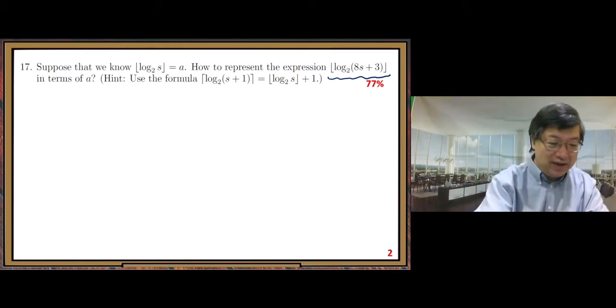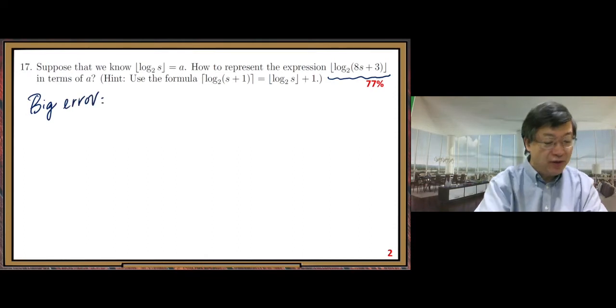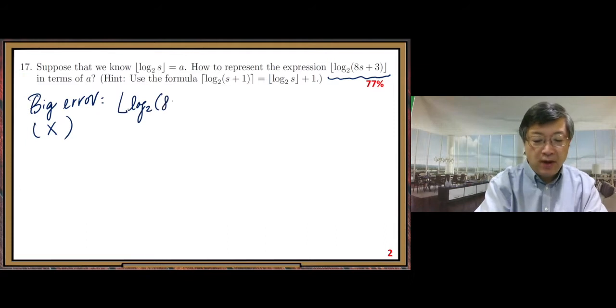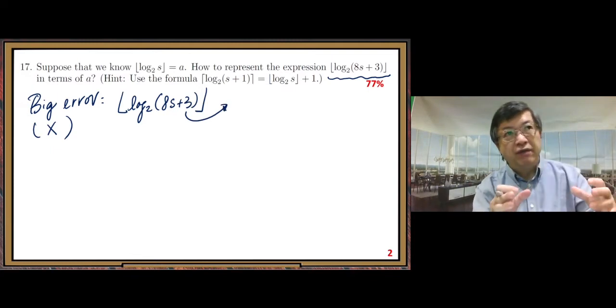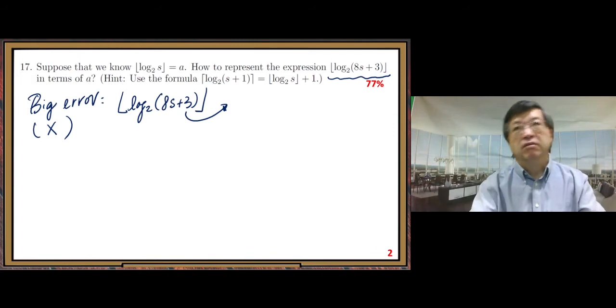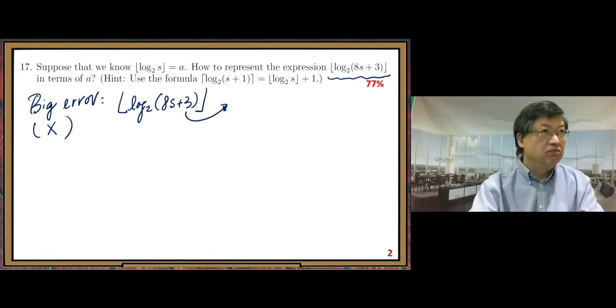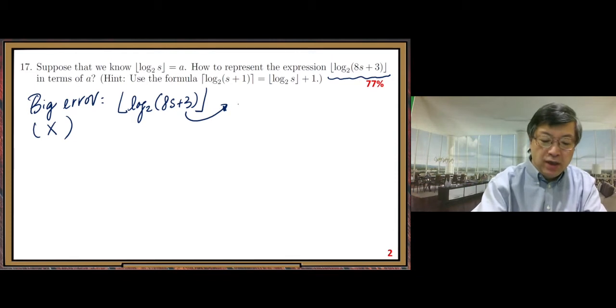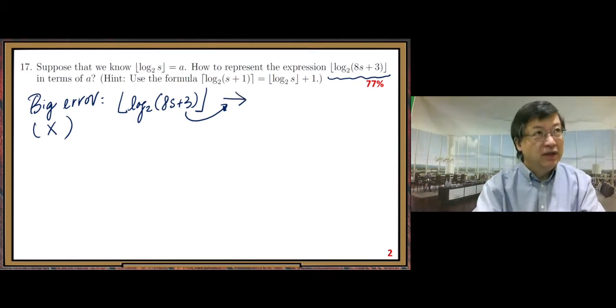First, that big error. Let me start with that big error. It's wrong, so don't do it. Many of you did it this way: 8s plus 3. They pull that 3 out of the parenthesis of log, then out of the floor function. So common.